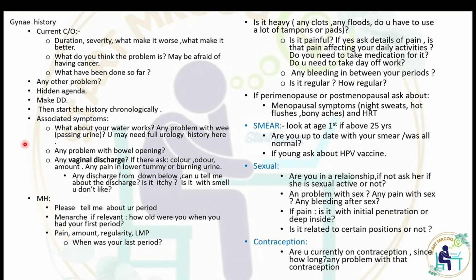Of course, not all these questions will be asked for every patient. They could be asked when applicable. Move on after the current complaint and associated symptoms to the menstrual history. Please open with an open question by asking her, please tell me about your period. The age of the first period should be asked if it is applicable. Whether it is accompanied by pain, the amount of bleeding, the regularity of the period, and the last menstrual period.